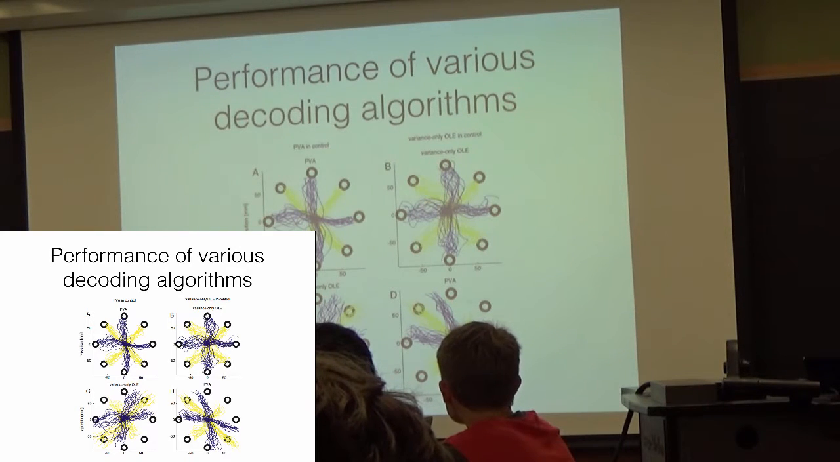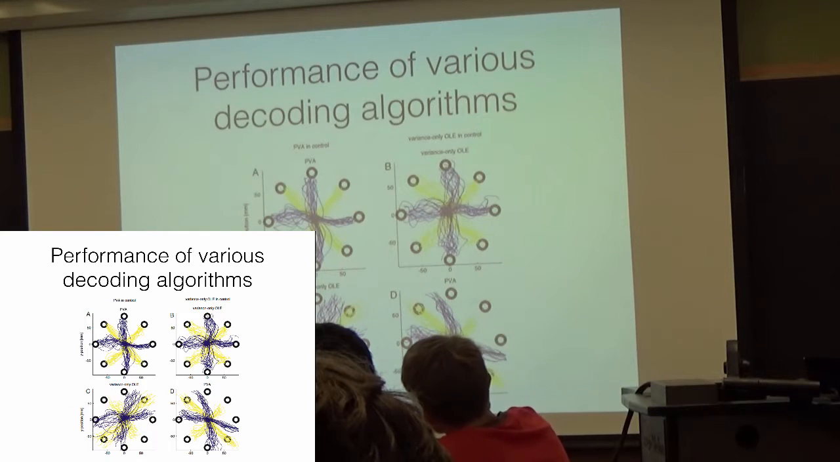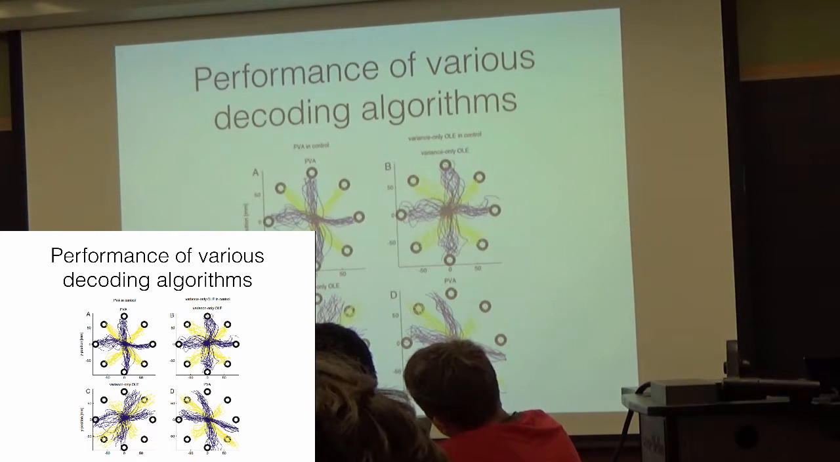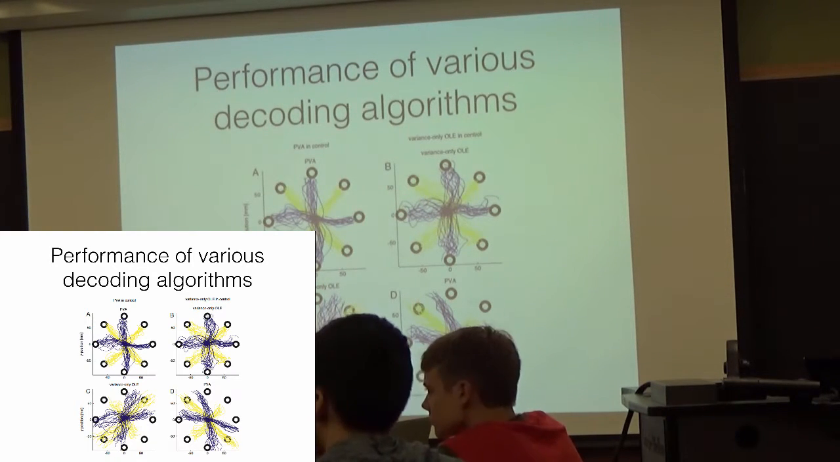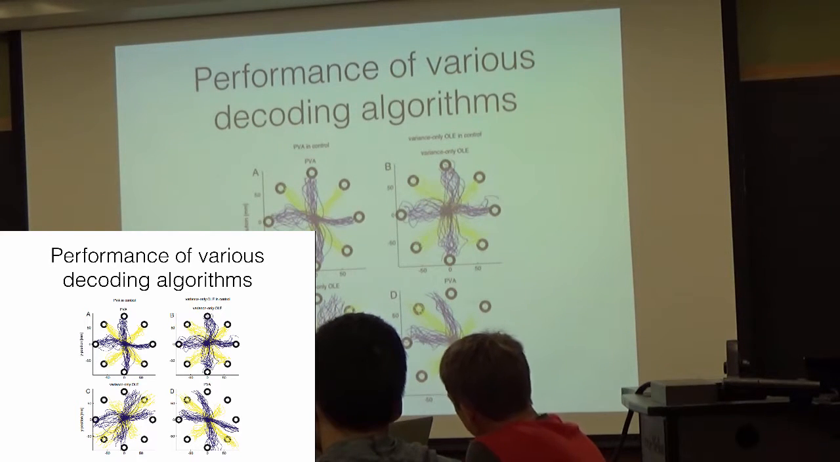If we then switch it up and put it onto an OLE, which should have been the better thing in the first place, now it actually starts missing the targets because its neurons are assuming that it's going to be a population vector average. The neurons have made themselves linear, and now our computer has been told that the neurons are nonlinear. So the computer is not going to move the cursor the way the monkey wants.